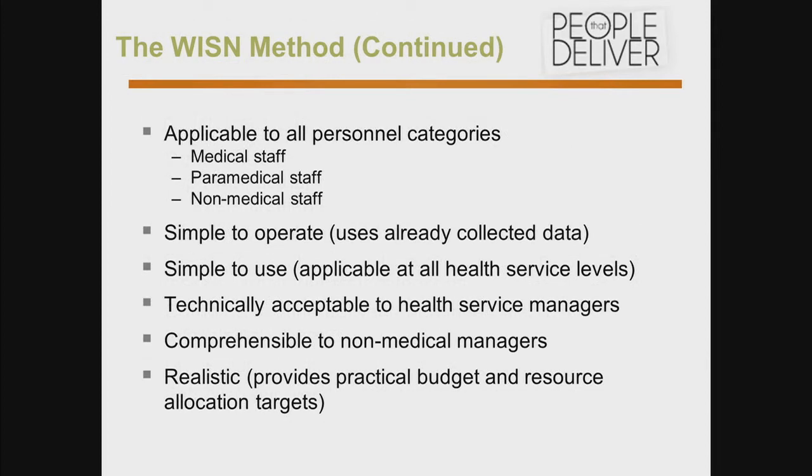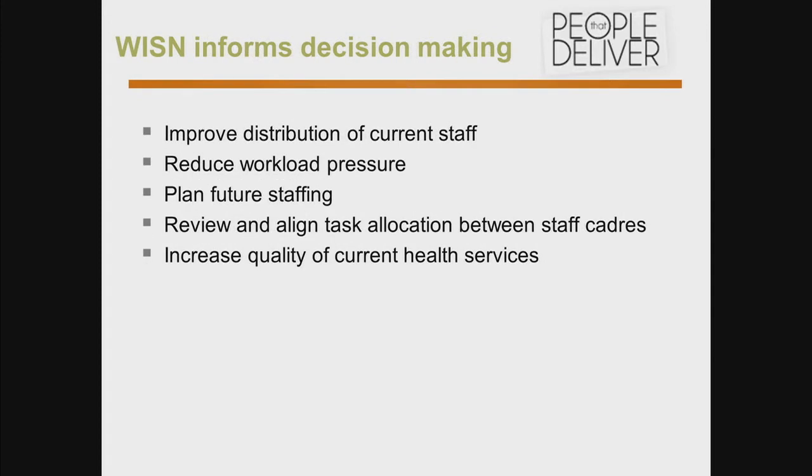So the WISN methodology is applicable to all types of personnel categories. In fact, it originally came from business and industry. It's simple to operate, simple to use, acceptable and easily understood by managers and decision makers, and provides very practical information for budgeting and resource allocation. The results can be used to improve the distribution of current staff, reduce workload pressure, plan for future staffing, and redistribute tasks among staff, all with the aim of increasing the quality of services.